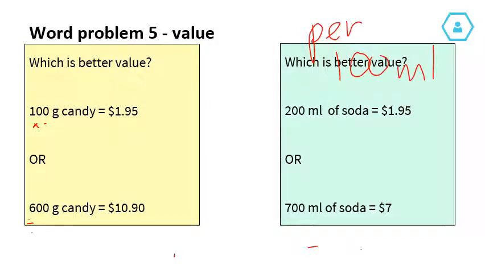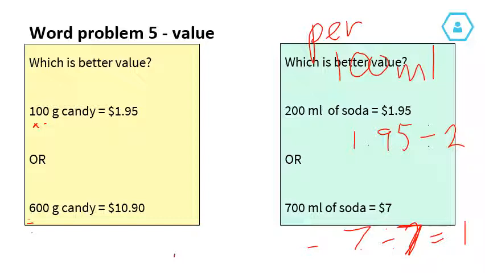And I'm going to divide them. This one I'm going to divide by 2, so it'll be 195 divided by 2. And here it's going to be 7 divided by 7, because I've got 700 mils here, so I'm dividing it by 7. And here I've got 200 mils, so I'm dividing it by 2. So that's going to be nice and easy. 7 divided by 7 is 1.